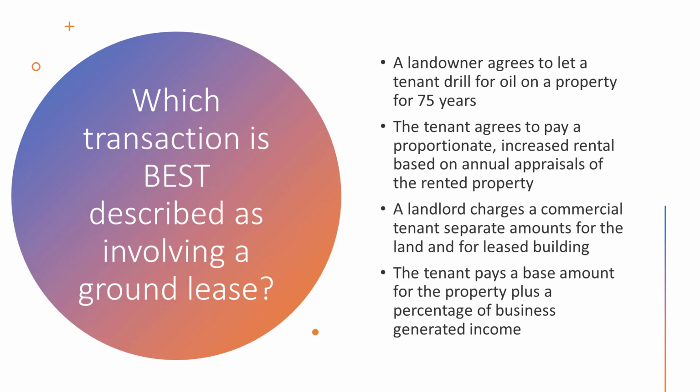The answer is C. A landlord charges a commercial tenant separate amounts for the rented land and for the leased building. When a tenant has separate leases and pays separate rents on the building and the ground under it, the second agreement is a ground lease. The consideration paid for it is the ground rent.